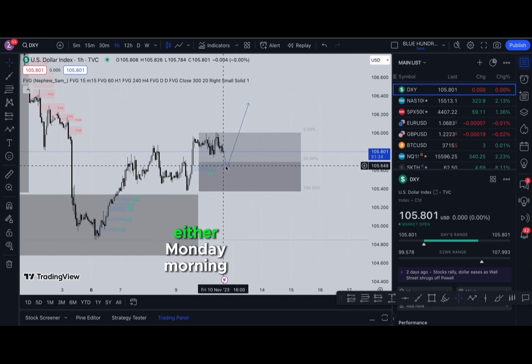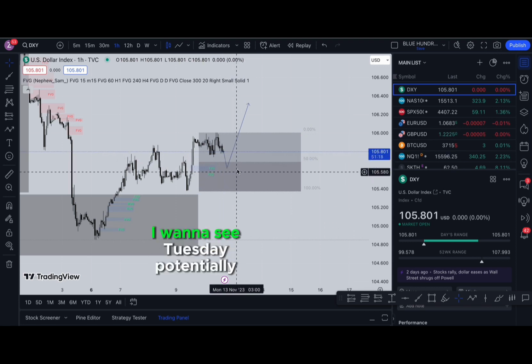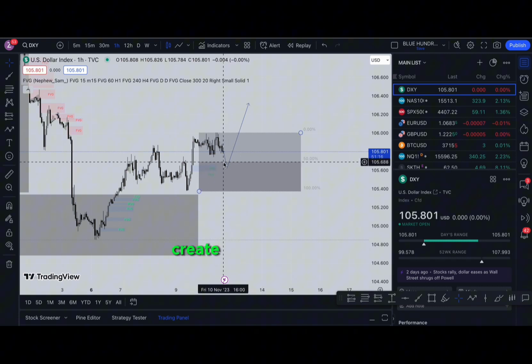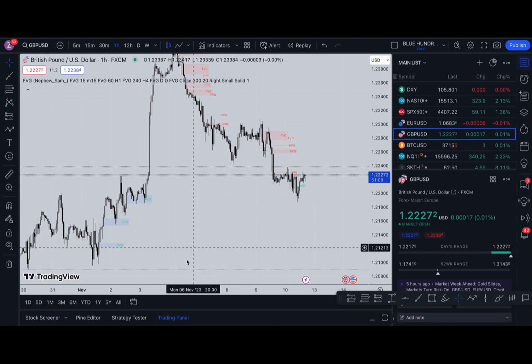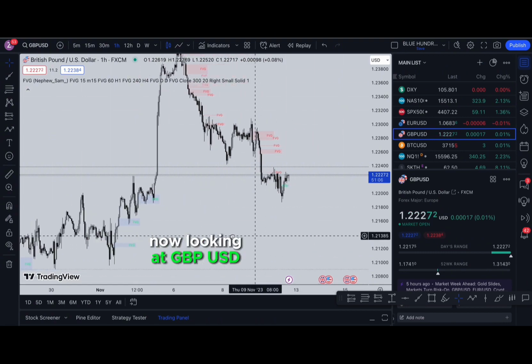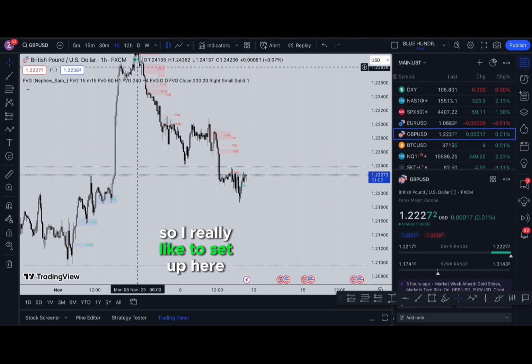Now I'm hoping to see this either Monday morning New York or Tuesday London or New York, which would be great. I want to see Tuesday potentially create the low of the week for the dollar. Now looking at GBPUSD, we can expect the inverse. So I really like the setup here.